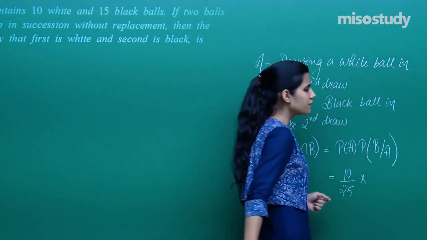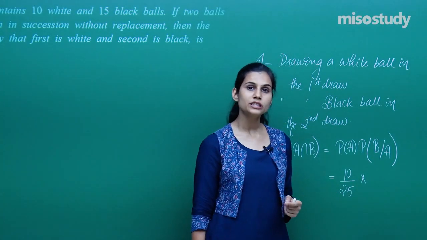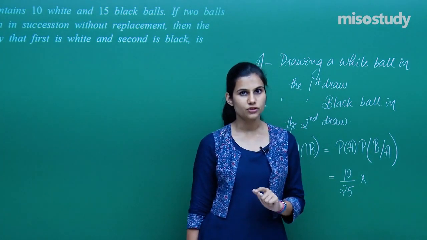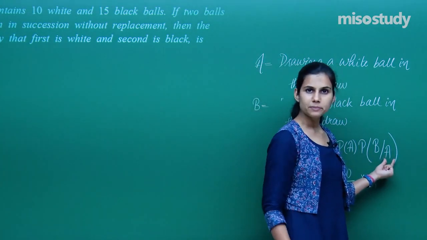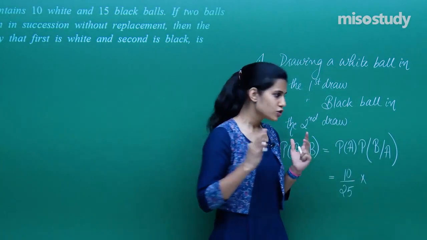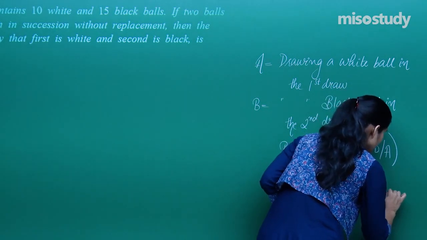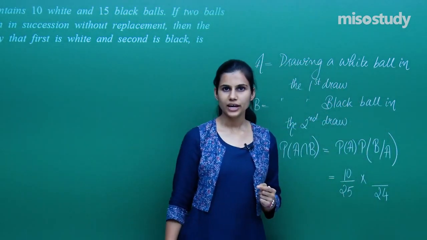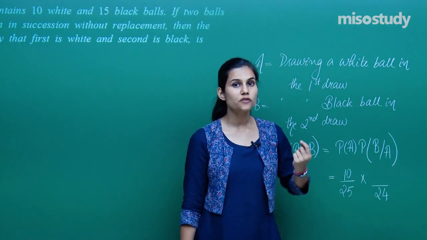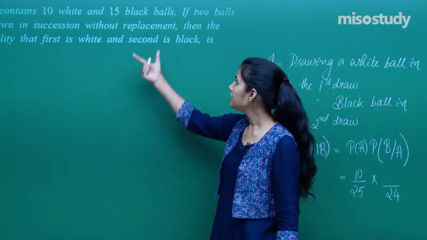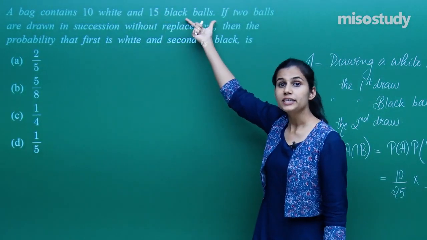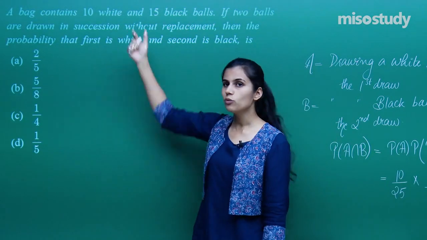Multiplied by probability of happening of event B when A has already happened. That means probability of drawing a black ball in the second draw when one white ball has already been withdrawn in the first draw. Now when event A has already taken place, one white ball has been withdrawn, so you are left with 24 balls in the bag. Now all the 15 black balls are still intact. One white ball was withdrawn from the bag. So now you have 15 black balls and 9 white balls in the bag.